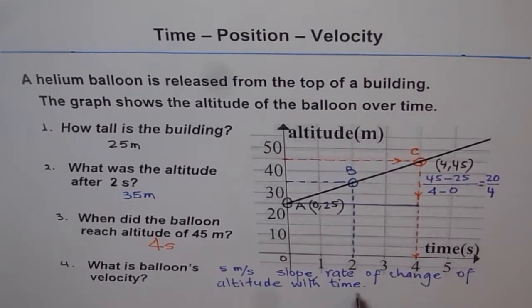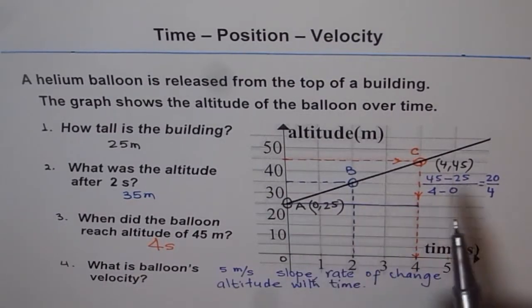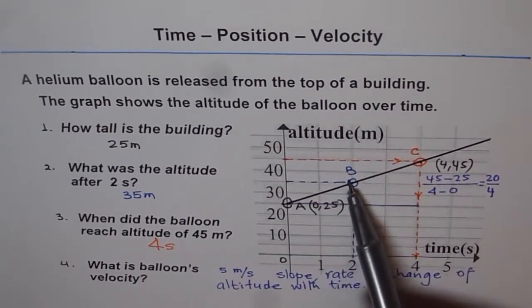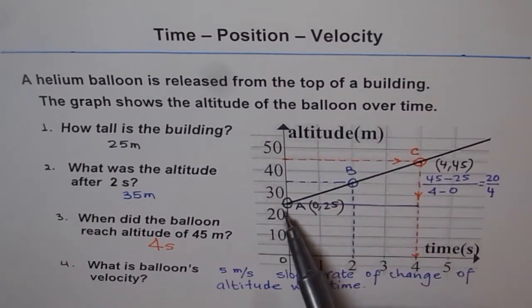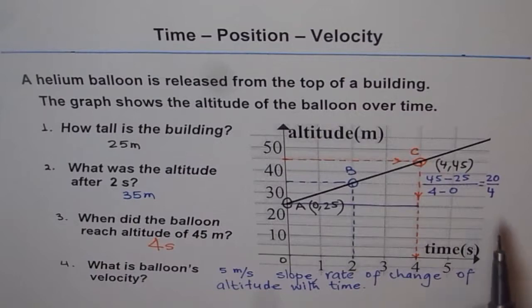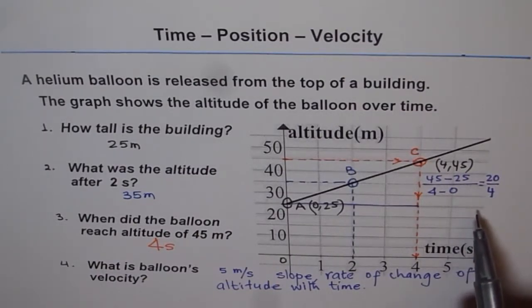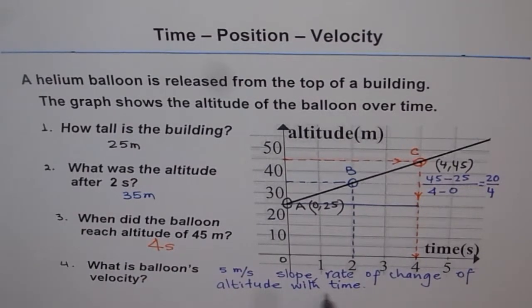And how did we calculate? We took any 2 points. You could have taken A and B, but A and C is better. A longer distance will give you more accurate results, right? Here it is a whole number and therefore you get the same answer. But sometimes when there are fractions, if there is a bigger triangle, you get more accurate results. So slope, or rate of change of altitude with time, gives us the velocity of the balloon.